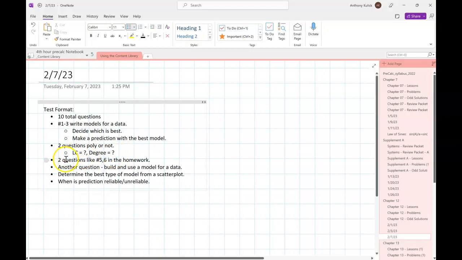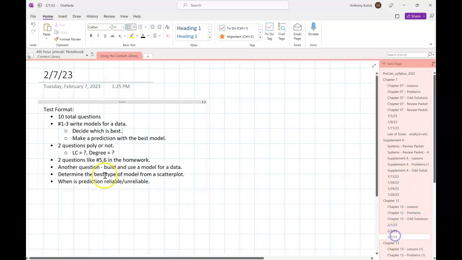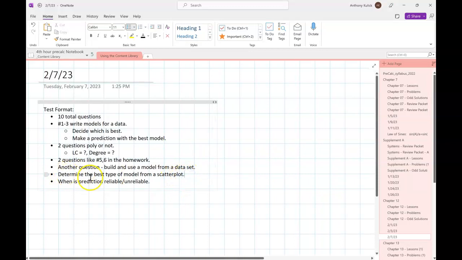I have 2 questions that are kind of like numbers 5 and 6 from the homework, where you're given 2 points basically and asked to write the equation for the line. I have another question where, again, we're just building a model and using that model from some data. And then I have a question where I ask you to determine the best type of model using a scatter plot.